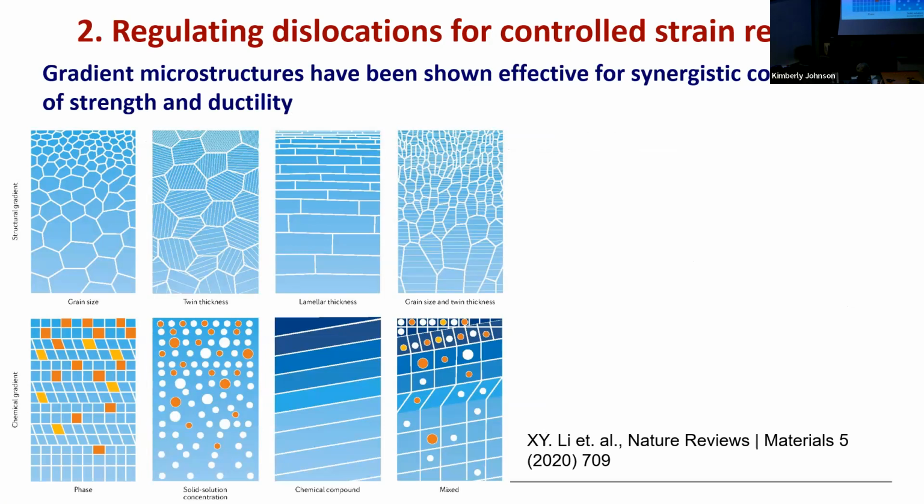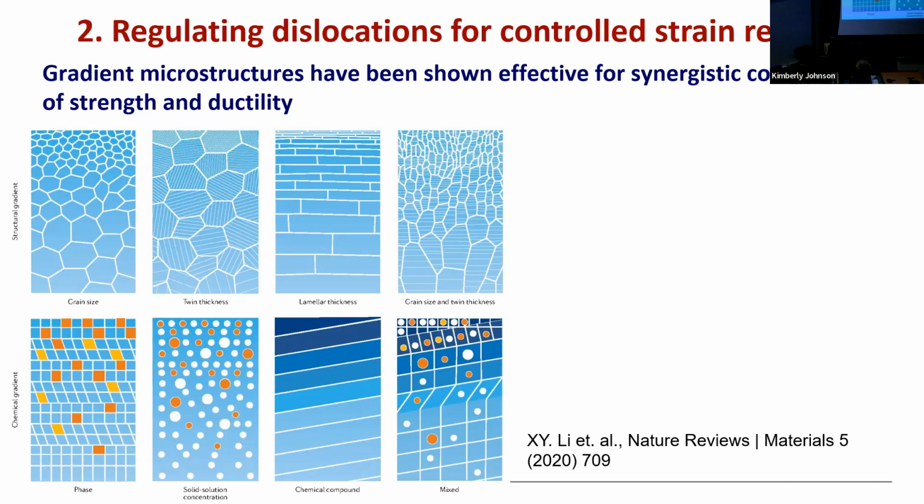People have tried to create all different kinds of gradient materials, in particular gradient grain structures. There's a recent Nature review talking about the different kinds of gradient microstructures and how you increase strength and ductility simultaneously. Most of the methods they show are small-scale lab work, and most of them use surface technology. It's difficult to create bulk materials with those gradient grain structures or precipitate microstructure.